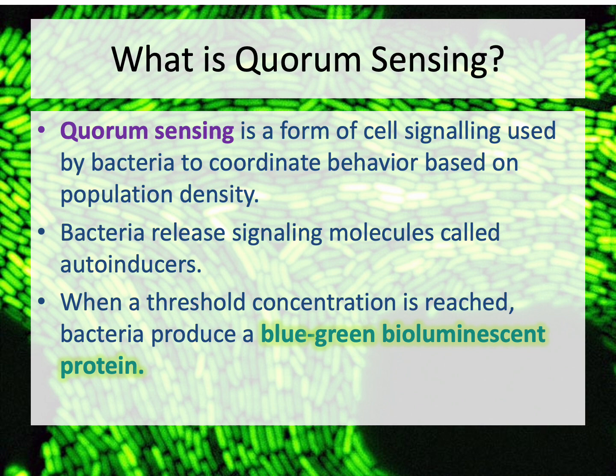So what is quorum sensing first of all? It's a type of signalling, it's used by bacteria and they use it to coordinate their behaviour based on their population density, i.e. how many individual bacteria are there collected as a group. The bacteria release signalling molecules, these are called autoinducers, and when a threshold concentration of autoinducer is reached, the bacteria will then produce this blue-green bioluminescent protein.